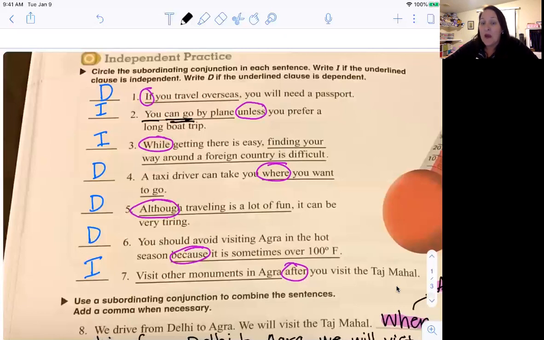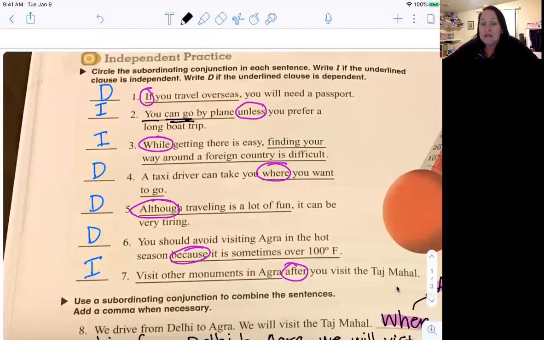Number 4, where you want to go. That doesn't seem right. It just doesn't seem like a complete thought. So you're right, it is dependent. And where is your subordinating conjunction? Number 5, although traveling is a lot of fun, it's like a cliffhanger. What? Although what? Tell me more, right? So it's a dependent clause, and our subordinating conjunction is the word although. Number 6, because it is sometimes over 100 degrees Fahrenheit. Because is always an indicator, guys, that it's a dependent clause, and that is like a bing, bing, bing, bing, bing. That is a subordinating conjunction right there, because.